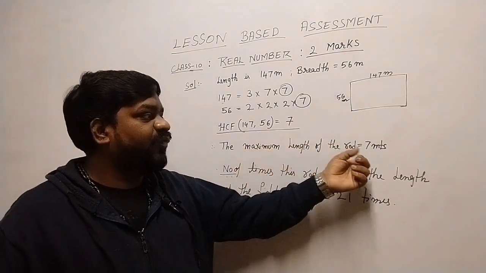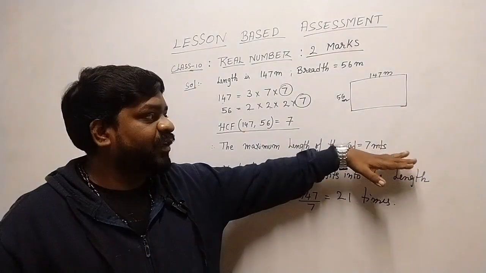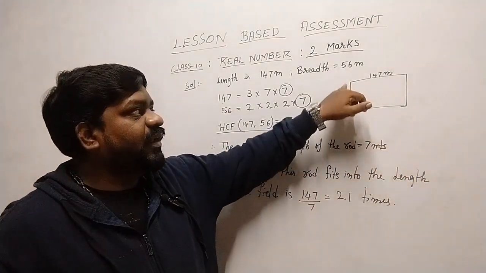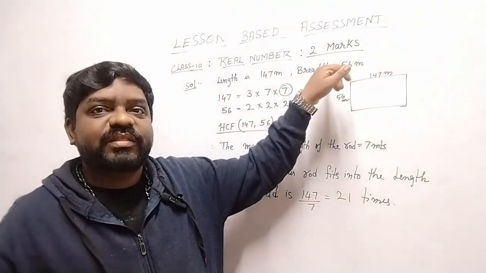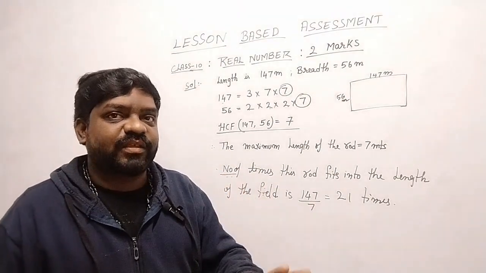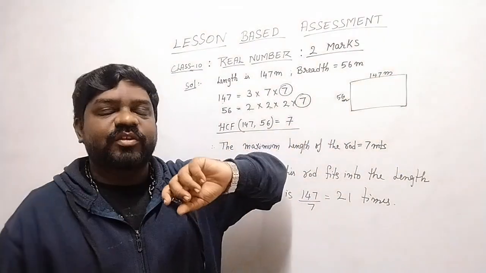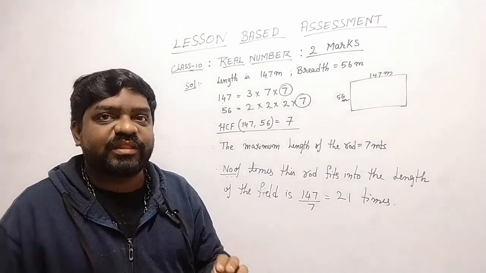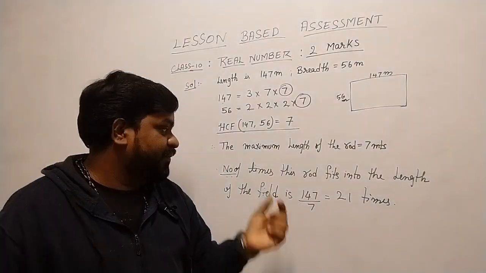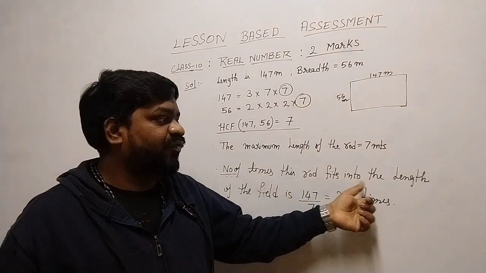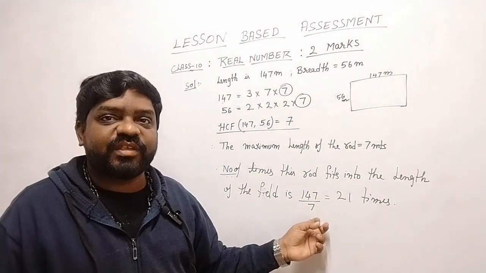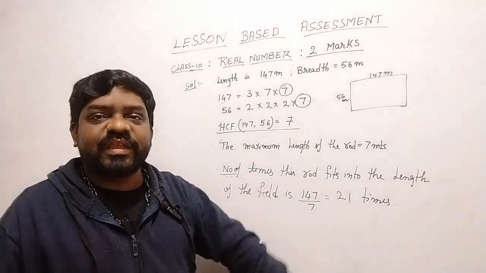The maximum length of rod is 7 meter. If we use a 7 meter rod, we can measure the length and breadth of the rectangular field exactly. To measure only the length, we need to use the rod 21 times. So the number of times this rod fits into the length is, we divide 147 by 7, we get 21.